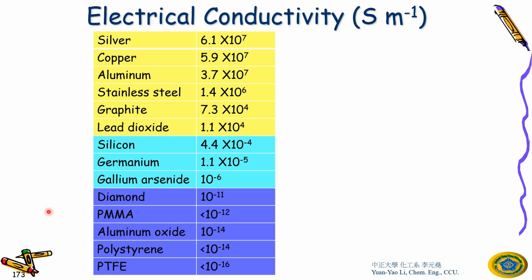Right. So the story starts with the electrical conductivity. This is the numbers of the electrical conductivity, and this is a unit. We use Siemens to represent this number. Actually Siemens is the reciprocal of ohms. So ohms is resistivity, right? Hope you still remember resistivity.